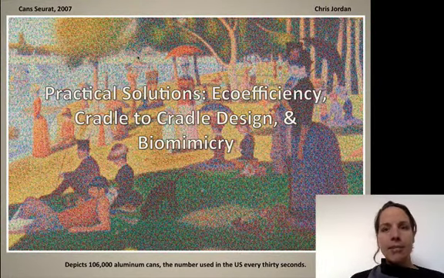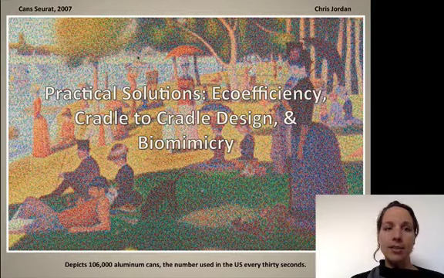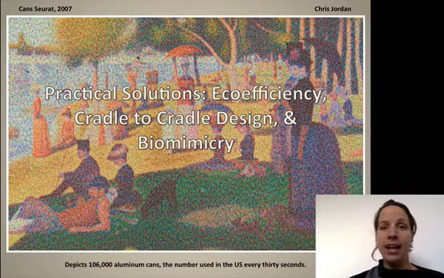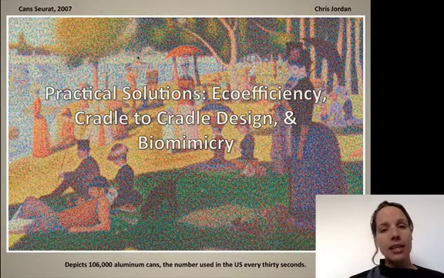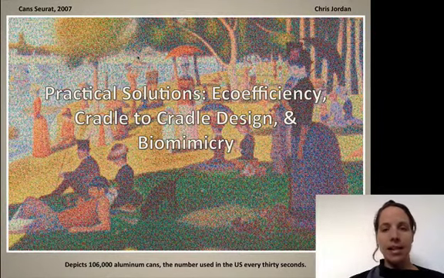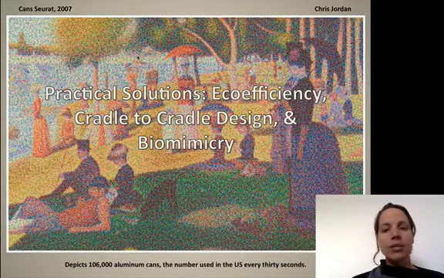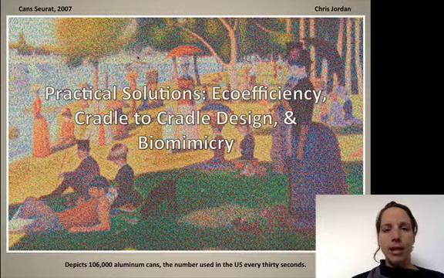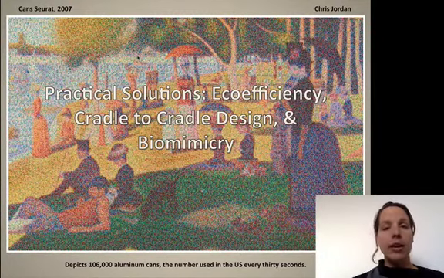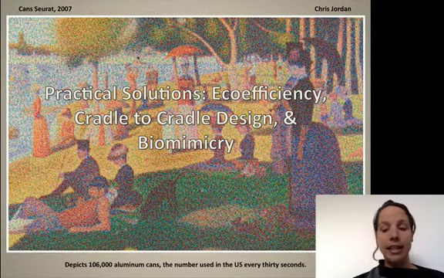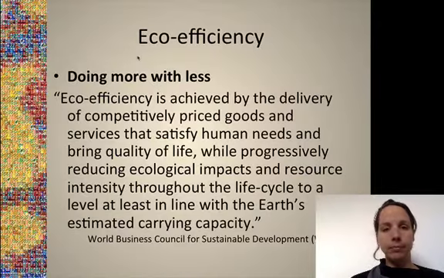Before I start, the image in the background of these slides is Cansera. So this is an image, again, that Chris Jordan has created out of aluminium cans. So in this image, 106,000 aluminium cans, which is the number that was used in the US every 30 seconds back in 2007. So in the lecture today, what I want to talk about is eco-efficiency and some of the principles around eco-efficiency, cradle-to-cradle design, as well as biomimicry as concepts that are taking sustainability forward.